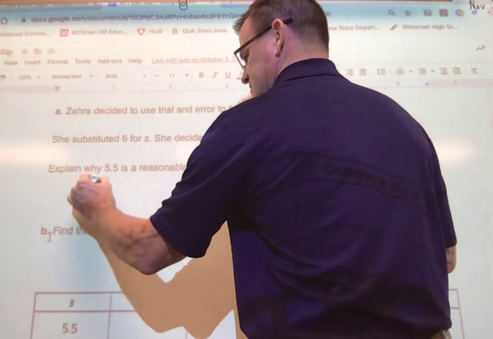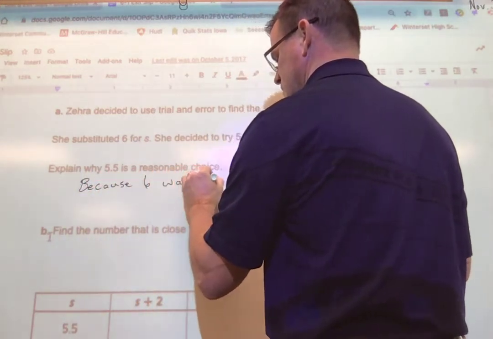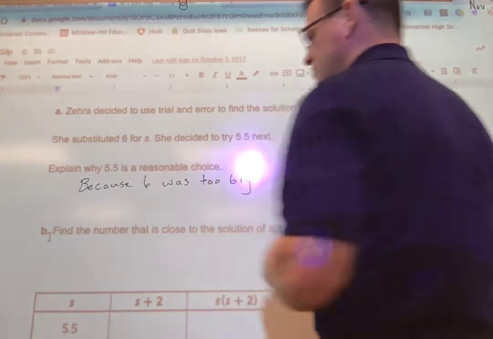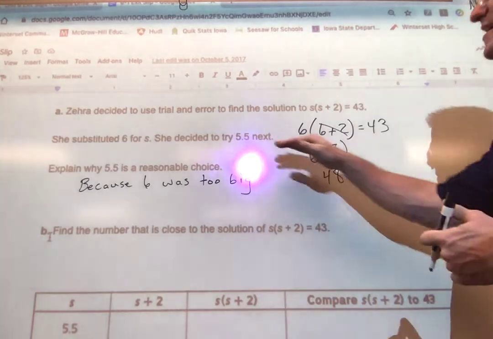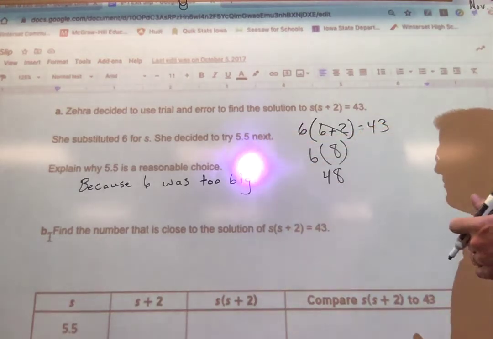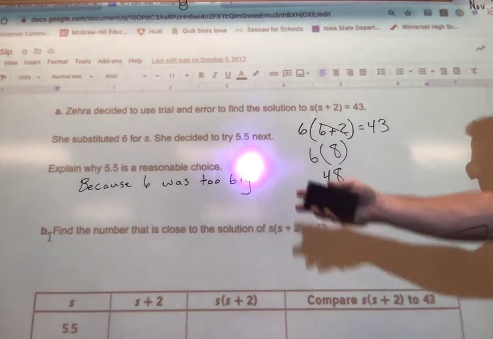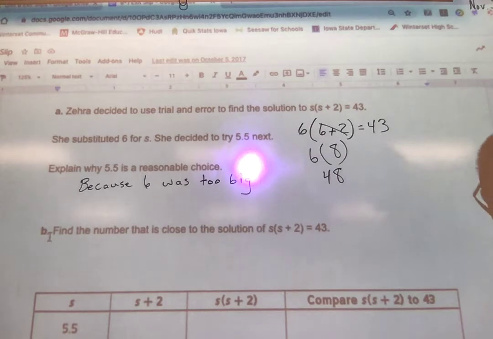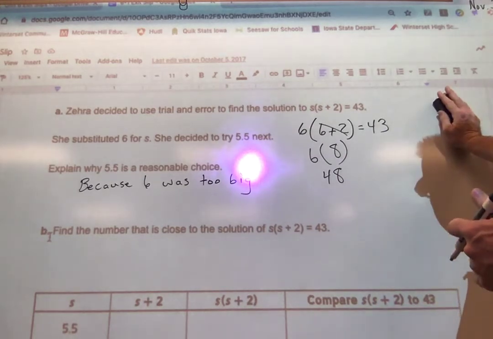Simple way to do this is because 6 was too big. Some of you might go down and maybe you try 5 next, and if you plug 5 in there, you would find out that that's too small. So she just decided, let's try 5.5. And that's what she's going to try next. Okay, so again, we'll make sure we have this written down. We'll go down and we'll keep experimenting and see how close we can get to what s should be to make this true.